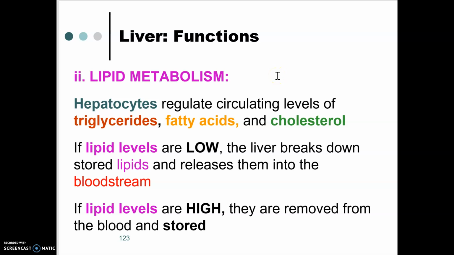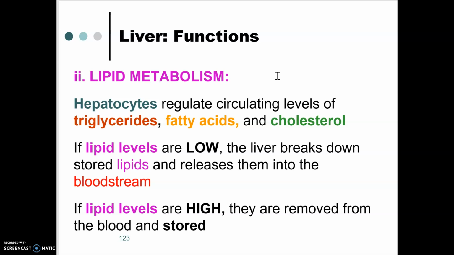Now, for lipid metabolism, we're breaking down fats. The hepatocytes will regulate how much triglycerides, how much fatty acids, and how much cholesterol are in the blood. If lipid levels are low, then our liver will release chemicals that will break down stored lipids. So it'll break down fat, and it will release those lipids into the bloodstream. That'll cause an increase in lipids that our cells will need.